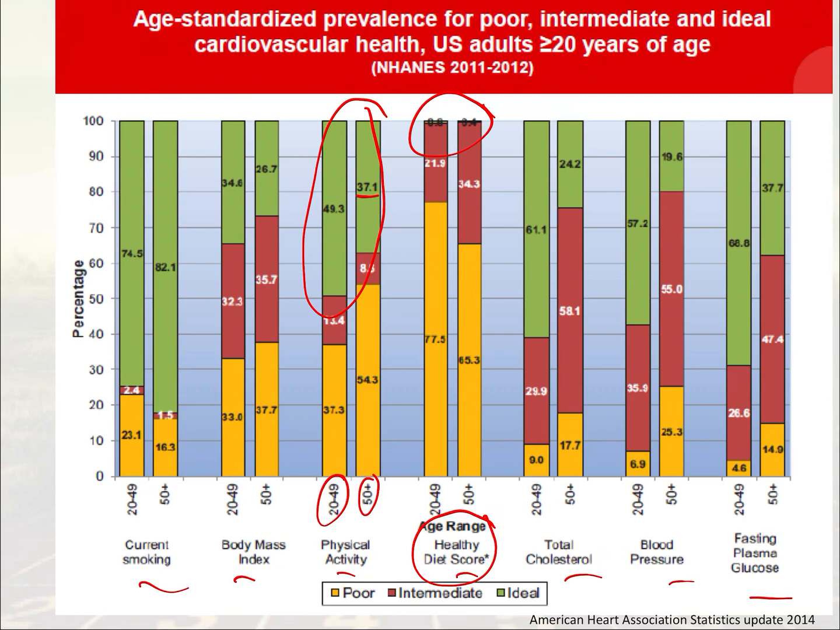And that seems like one that should be a modifiable risk factor, right? We should be able to just say, well, just do it, just exercise, right? But we find out that it's not that easy to just tell people to exercise because it's good for them.